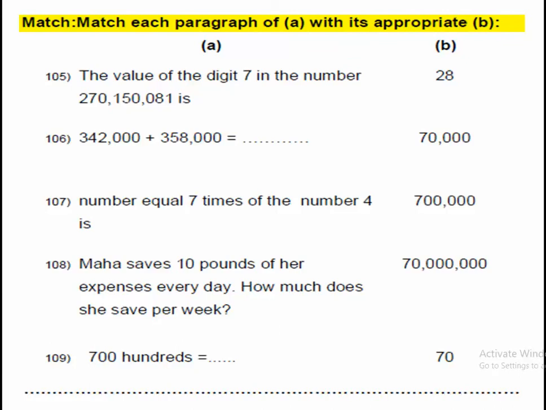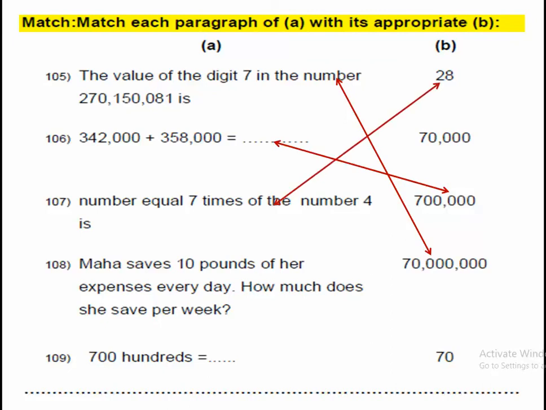The value of the digit 7 in this number is 70 million. 342,000 plus 358,000 will be 700,000. And the number 7 times the number 4 will be 7 times 4 equals 28.